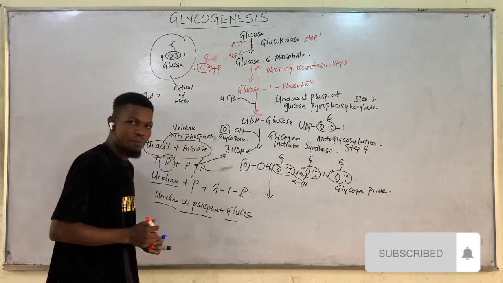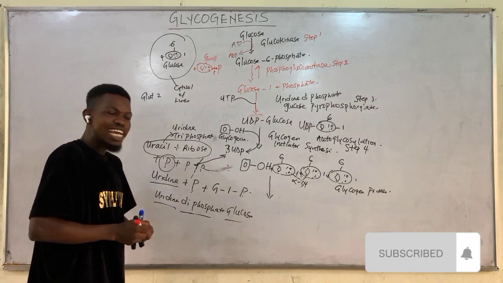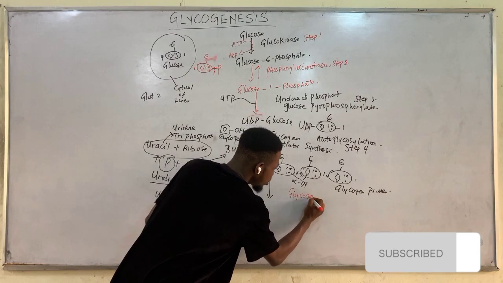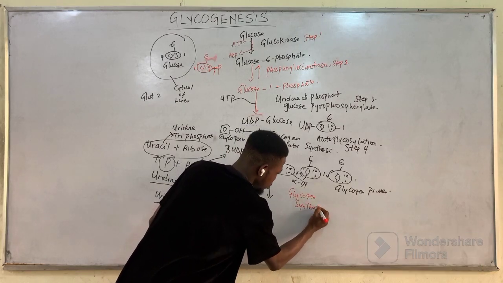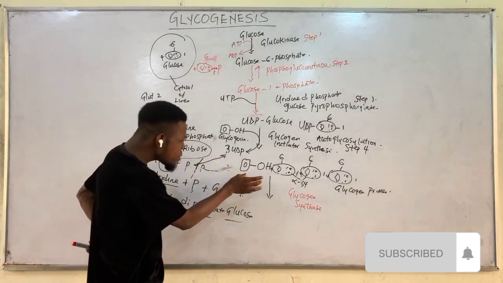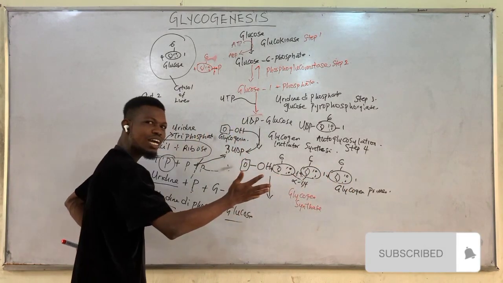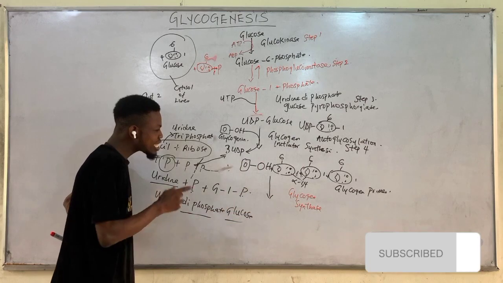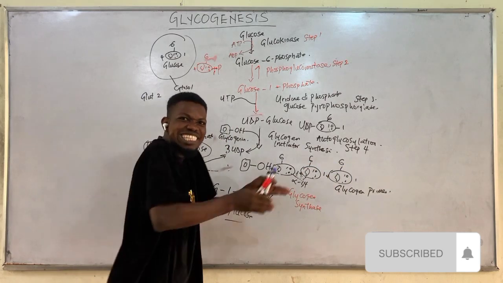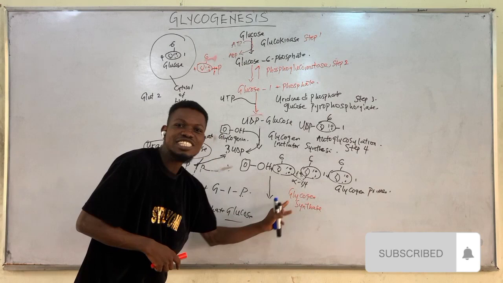This glycogen primer will be acted upon by a particular enzyme. The enzyme is what we call glycogen synthase. Do you get? Now the glycogen synthase will be like, wow, we are forming alpha-1-4-glycosidic bonds. The glucose are connected together to form what we call glycogen. Then the glycogen synthase will be like, how can I make more of this? We need to lengthen this chain so that the glucose can later be converted to glycogen. That is what this glycogen synthase is saying.